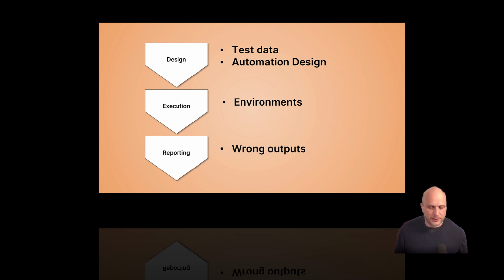Let's start with a simple one at the bottom, in the area of reporting. Because the reporting is driven by humans, there might be wrong outputs. You just created the wrong assert or the wrong log message or whatever. And for the execution, sometimes environments are available, sometimes they are not available. They might not have the right version installed. They might have some dependencies missing. So there's a lot of different situations in which the environment can actually introduce false positives into your results. And then there is the part in the design phase of testing, where it's about test data and automation design.